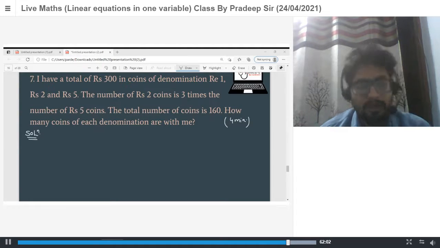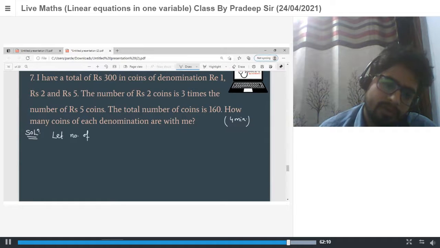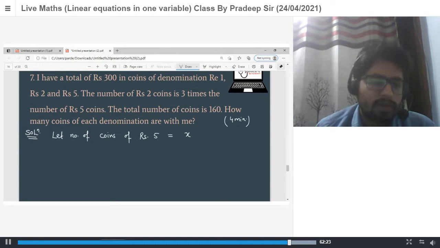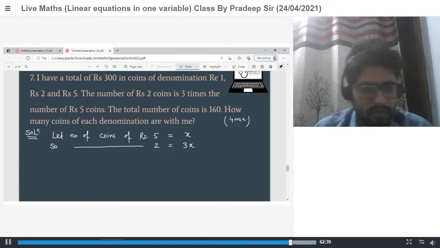Let's try. Let the number of coins of rupee 5 be x. So the number of coins of rupees 2 is, we know the relation between the number of coins of 2 and 5, which is 3 times the number of rupees 5 coins. So the number of coins of 2 is 3x. Yes or no?